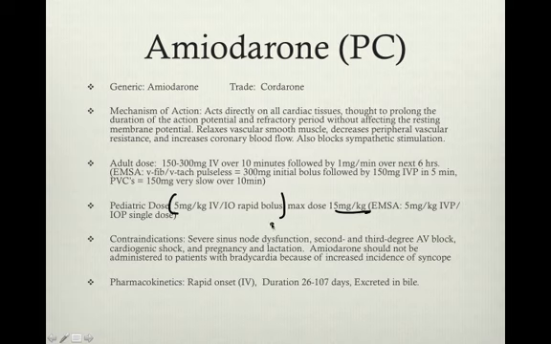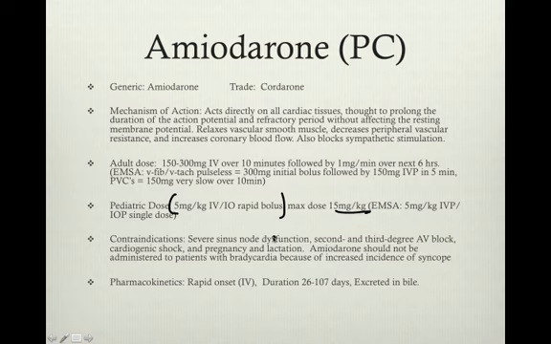Contraindications. Now, this thing blocks an awful lot of things, so most of your contraindications should make sense. If you have sinus node dysfunction, any kind of high-degree heart block, cardiogenic shock, because it's going to depress the cardiac function, pregnancy, lactation. Amiodarone should not be administered to patients with bradycardia because of the increased incidence of syncope, and very simply, it's going to slow down your heart a little more.